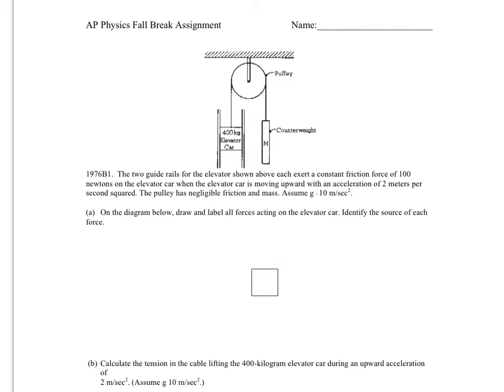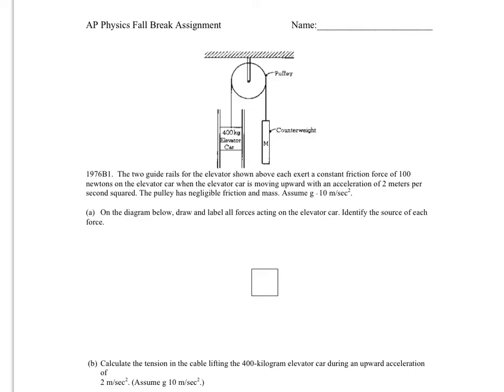Alright, first problem. The two guide rails for the elevator shown above each exert a constant friction force of 100 newtons on the elevator car when the elevator car is moving upward with an acceleration of 2 meters per second squared. The pulley has negligible friction and mass. Assume g equals 10 meters per second squared. On the diagram below, draw and label all forces acting on the elevator car. Identify the source of each force.